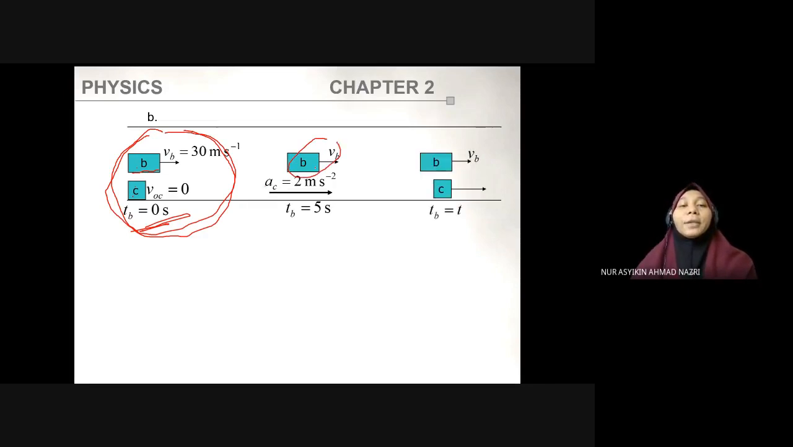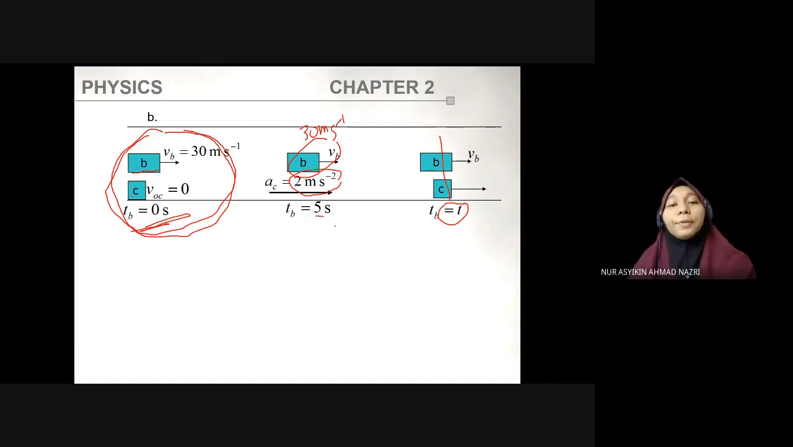Okay, after 5 seconds later, the bus is still steady, 30 meters per second. After 5 seconds later, the car has an acceleration of 2 meters per second squared. So the question asks you, berapa masa yang dia akan sama level? Yang ni bergerak dengan 30 meter per second. Yang ini pula dengan acceleration ini. Right? After 5 seconds.